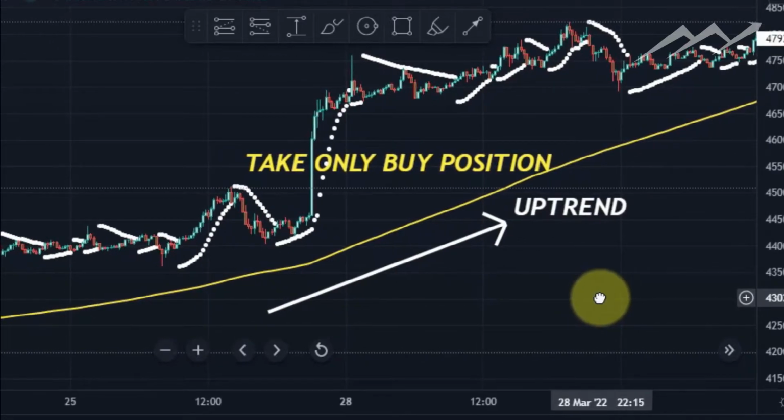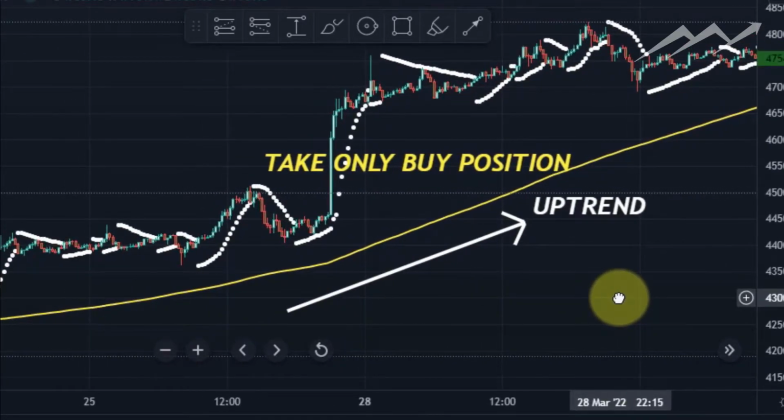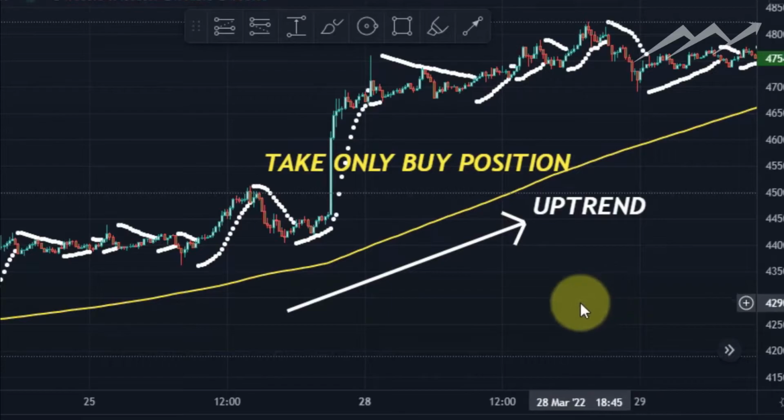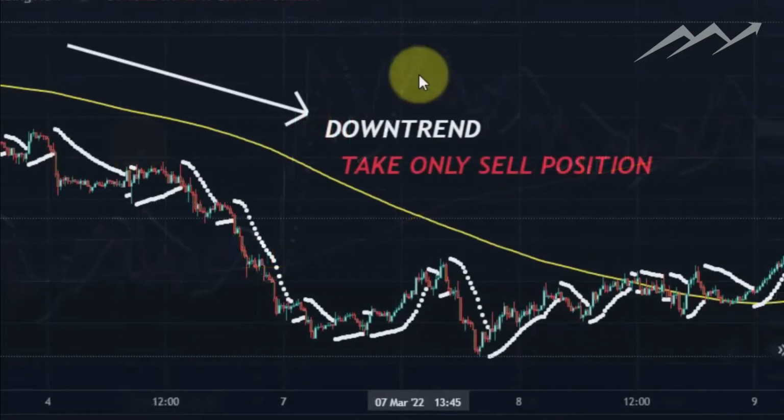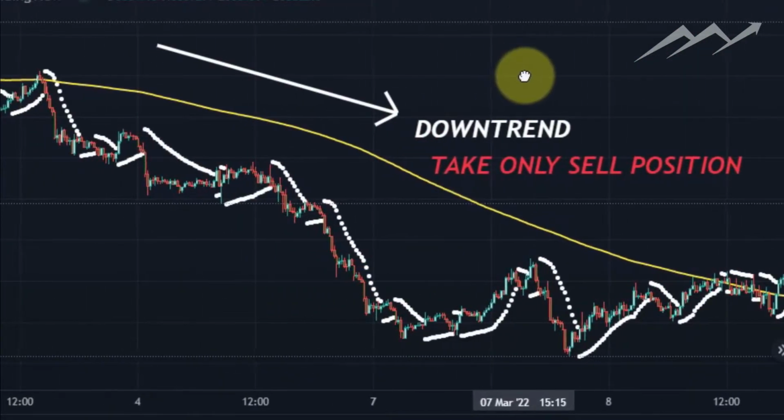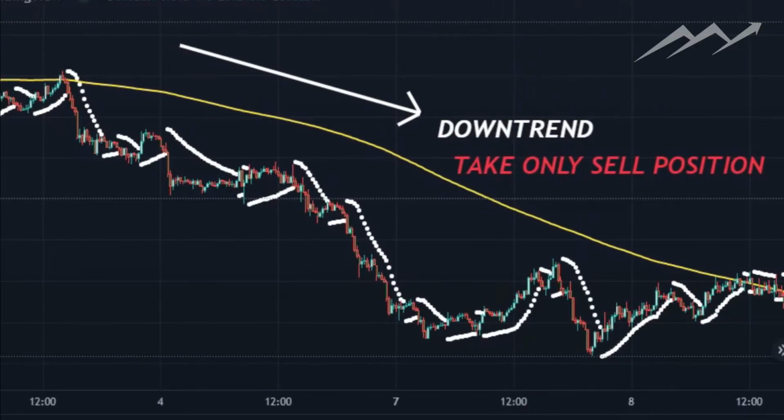In the Parabolic SAR strategy, we will only look to buy when the price is above the moving average, and we will only look to sell when the price is below the 200-period moving average. So here's how our complete modified Parabolic SAR trading strategy goes.